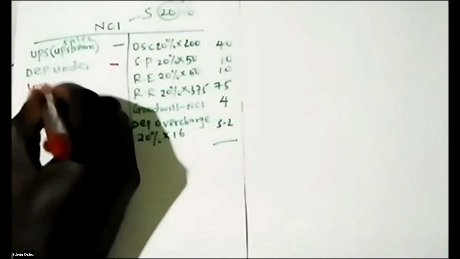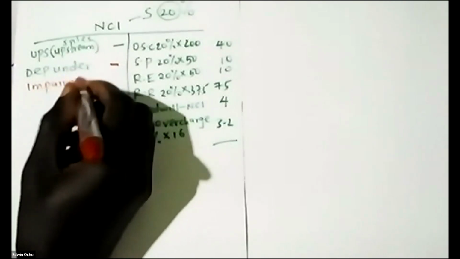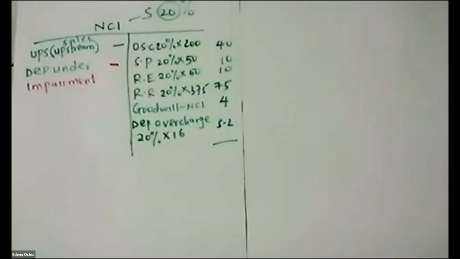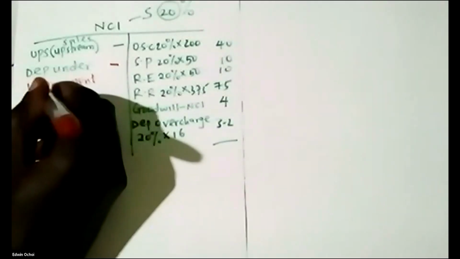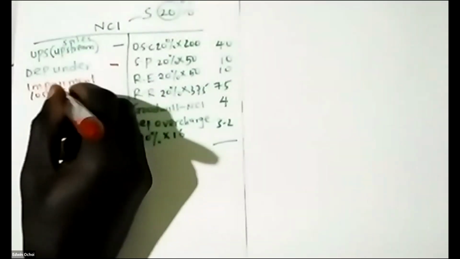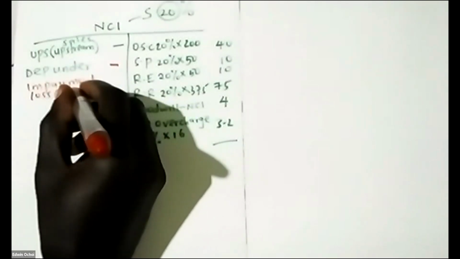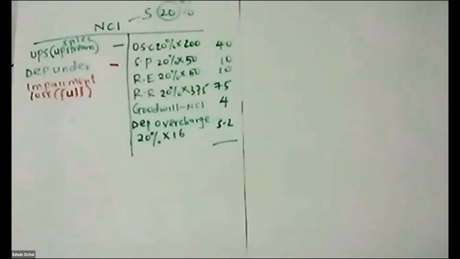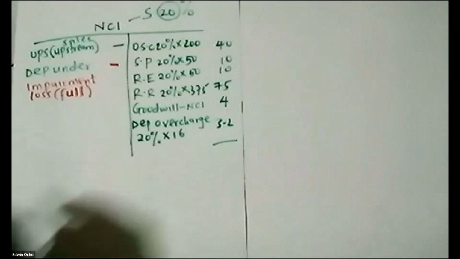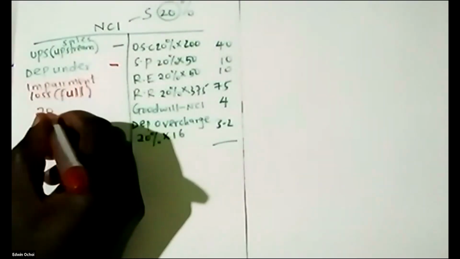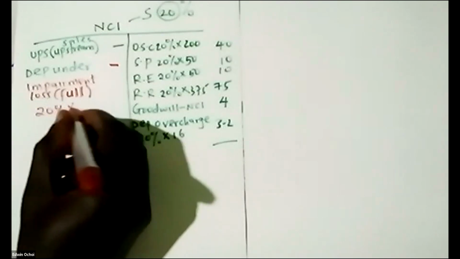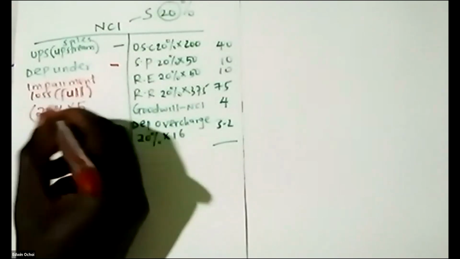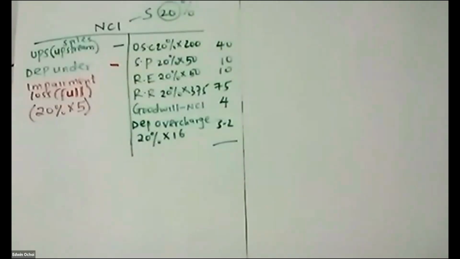Then finally we have to record impairment. So impairment loss. For this one to be applicable, we must have used the full method, of which we used the full method when we were computing the goodwill of S. The impairment was 5. So 20% of 5. So check the impairment of the goodwill of S. So this one is 1.